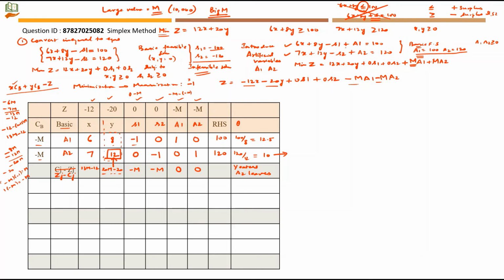Y enters because it has the highest value and A2 leaves because it has the lowest value. When you take Cj minus Zj, the smaller value should be considered. When you take Zj minus Cj, the higher value or the larger value should be considered. Here we have taken Zj minus Cj, so we are going with the higher value.